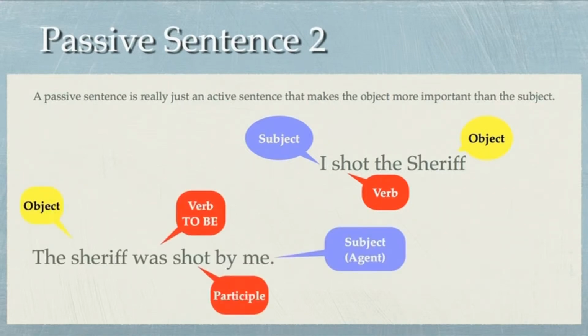The passive begins with the object of the sentence. That is followed by the to be verb, which is the verb that gets conjugated. In this case, the verb is conjugated for the past tense because it was past in the original standard sentence. The to be verb is always followed by a participle. The participle was the original verb in the standard sentence. The actual subject of the sentence goes on the end and is preceded by the word by, and we call that the agent.